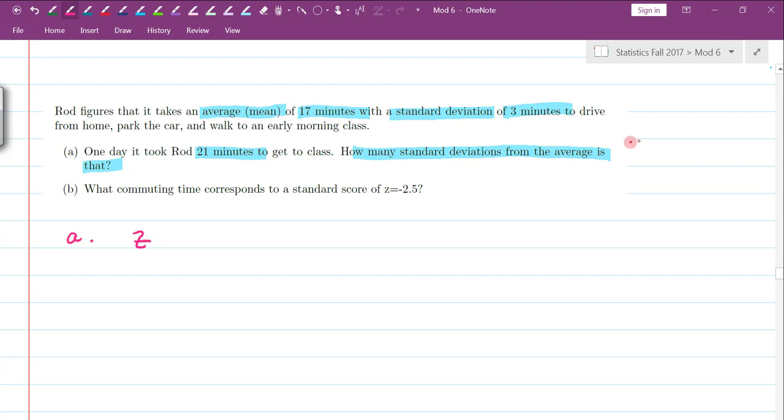Remember, z is equal to x minus mu divided by sigma. So my x is going to be the actual observation of how long it took Rod to get to school, which was 21 minutes, minus my mean, and my mean is 17 minutes, divided by standard deviation, which is 3 minutes. Okay, pause the video, grab your calculator, punch it in, and what did you get?